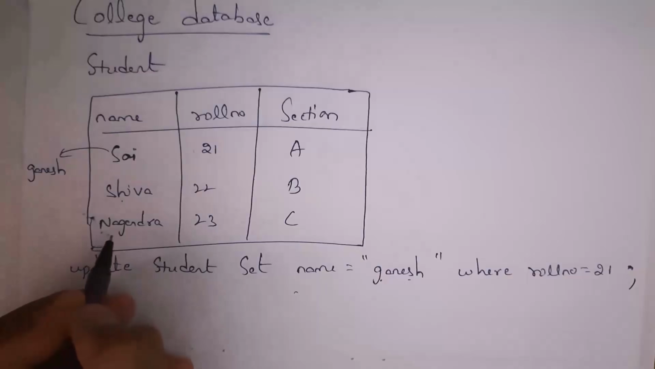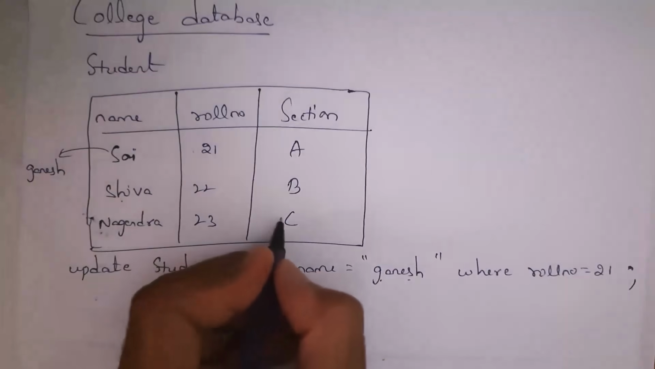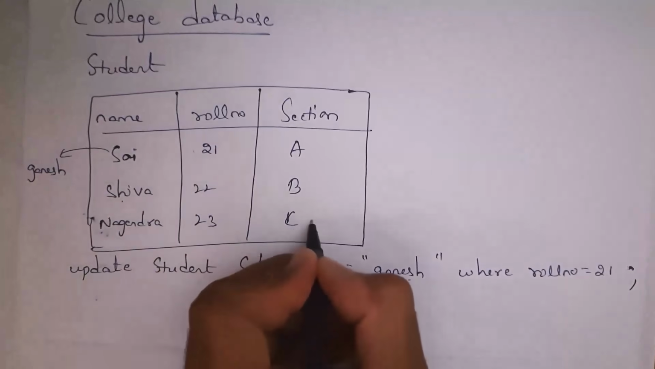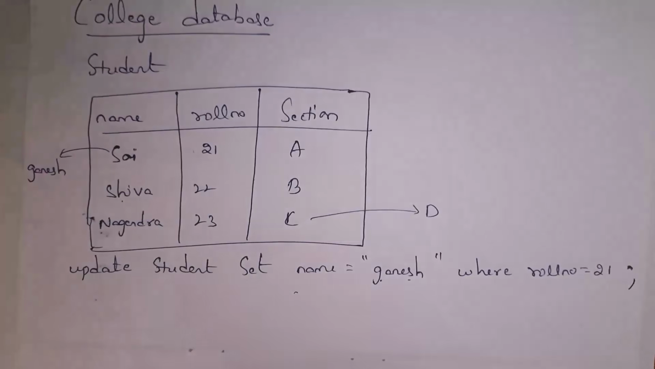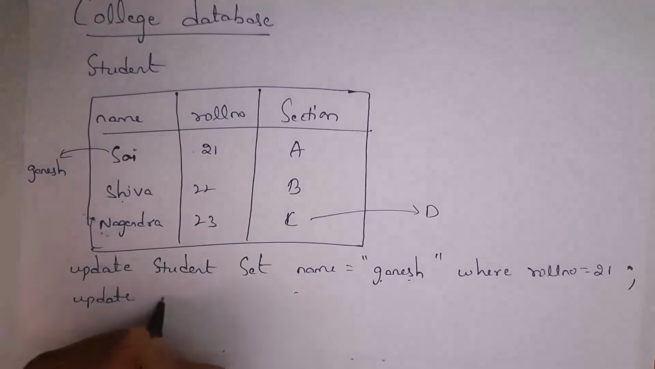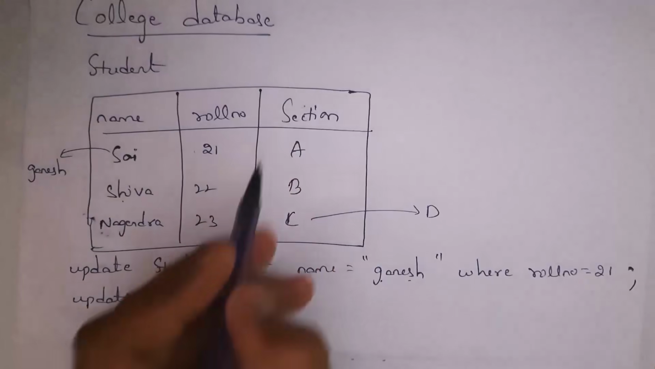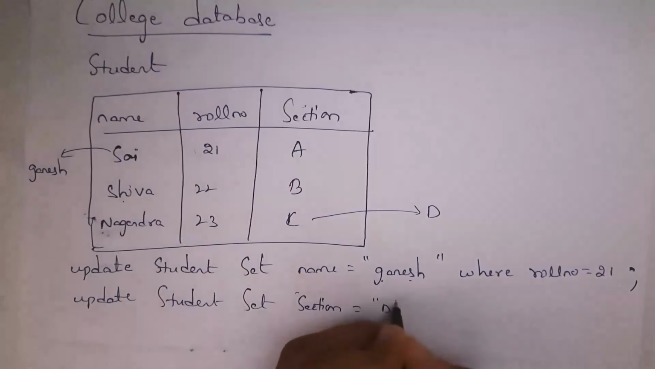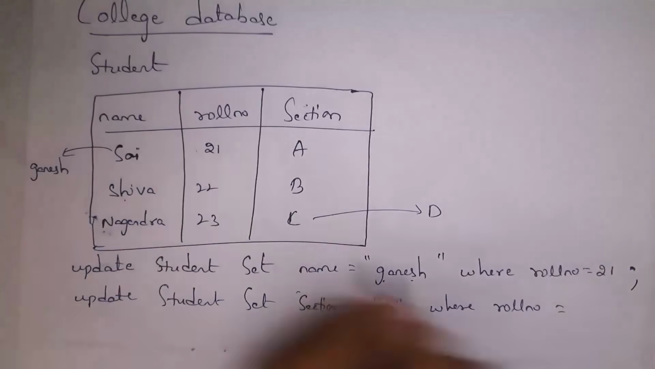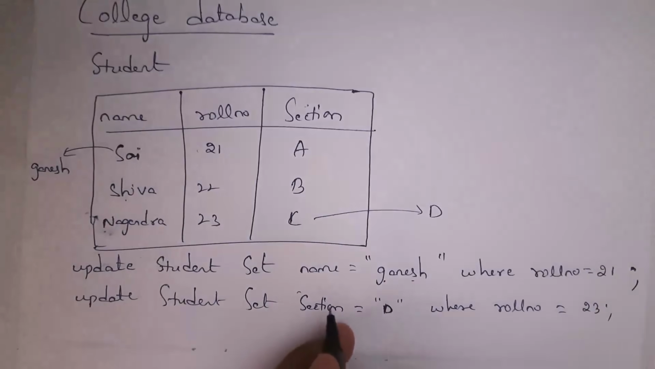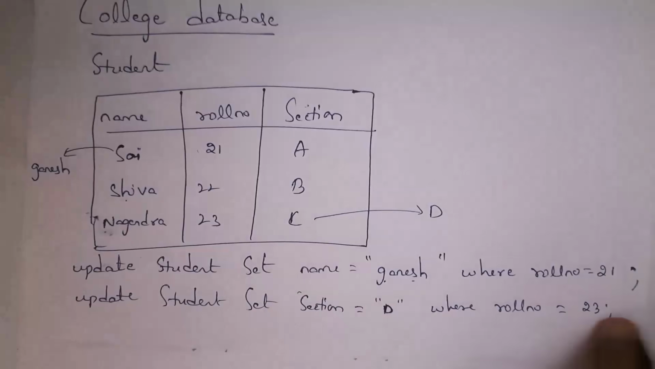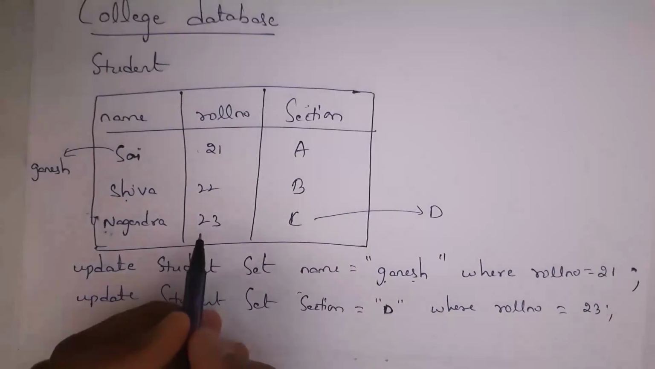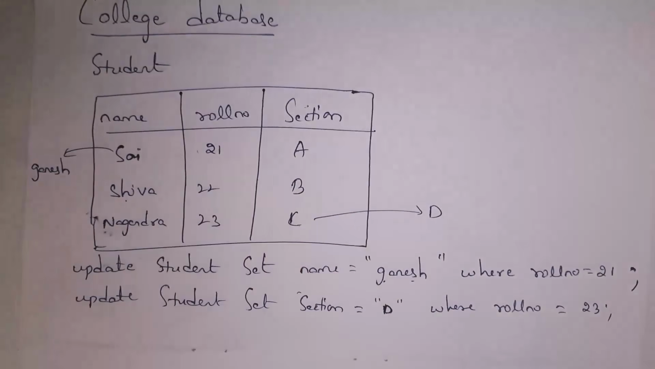For example, I want to change this Nagendra section as section D, not C. I want to change this section C to D. So for that purpose you need to write update student set. I want to change section from C to D. So just write here section equal to D in quotations, where roll number equal to 23. The meaning of this code is, it will change the section to D whose roll number is 23. Here Nagendra's roll number is 23, so it will update the data to section D.